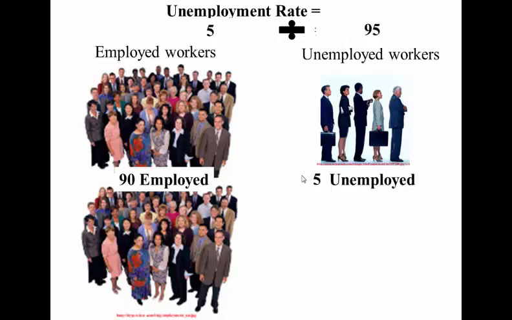5 divided by 95 is an unemployment rate of 5.26%. And so you can see how discouraged workers could distort an unemployment rate just by dropping out of the labor force.